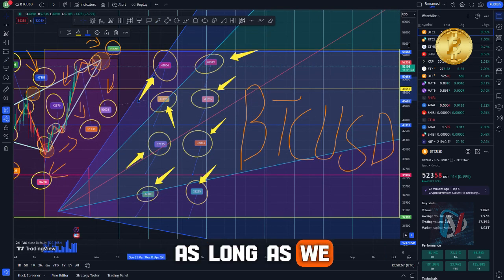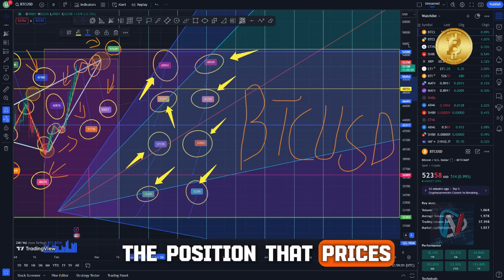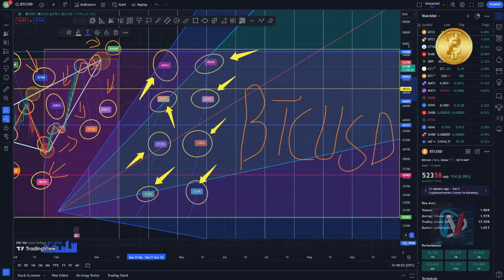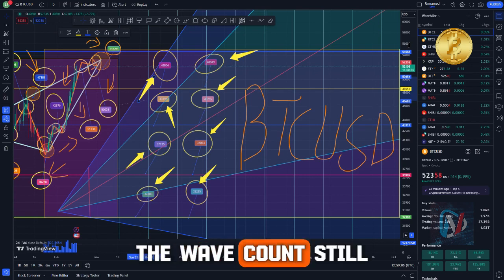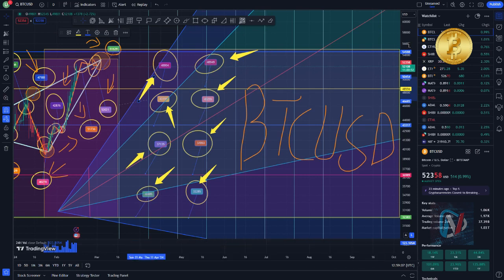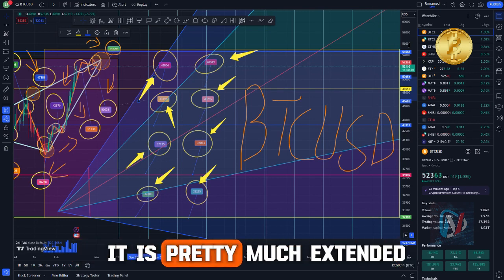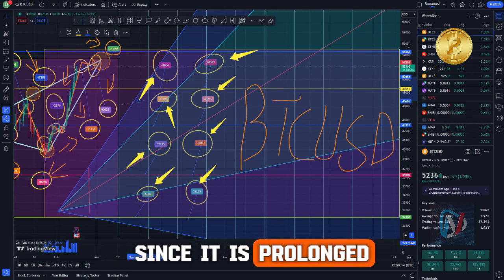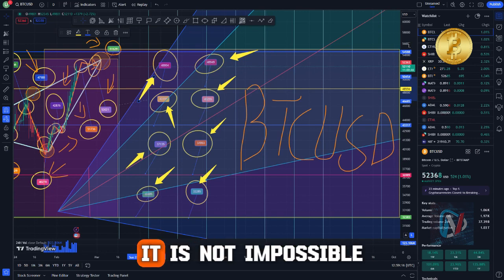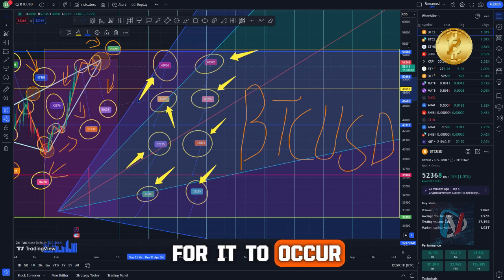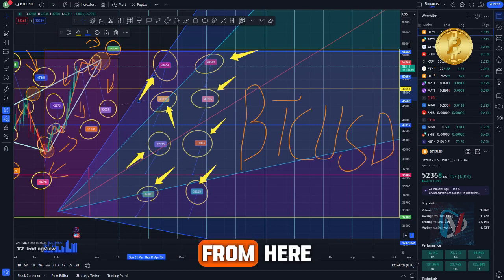However, as long as we continue to maintain that support area, I continue to take the position that prices should be higher. This is due to the fact that the wave count still permits higher prices. The wave count is theoretically not necessarily full, despite the fact that it is pretty much extended since it is prolonged. In spite of this, it is not impossible for it to occur. It is possible that it might go down from here.